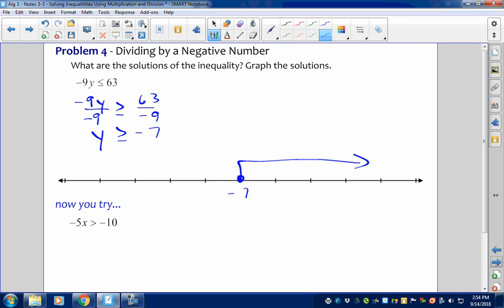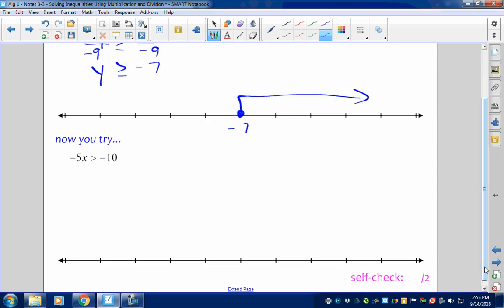Just to prove that this works here, a value greater than negative 7 that I could try would be maybe negative 6. So if I plug in negative 9 times negative 6, less than or equal to 63, that's 54 is less than or equal to 63, that checks out. Right here we have negative 5x divided by negative 5, negative 10 divided by negative 5, divided by a negative, reverse the inequality, x is less than negative 2.